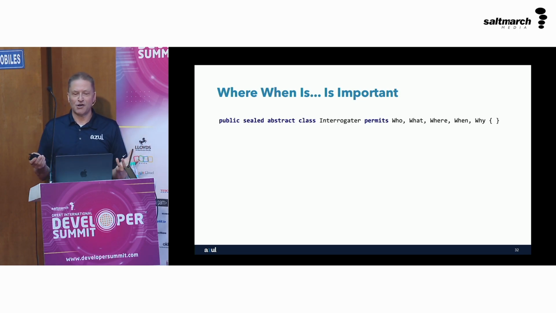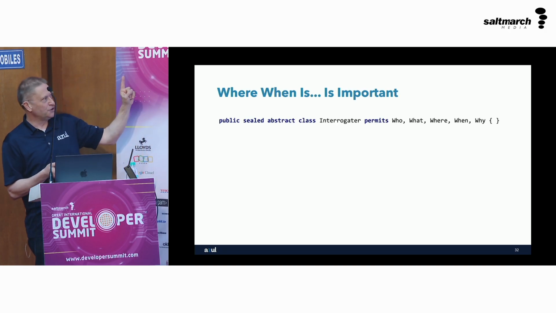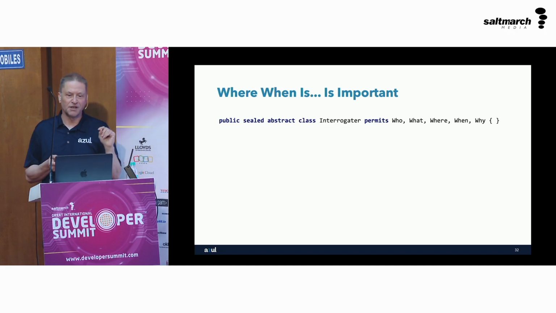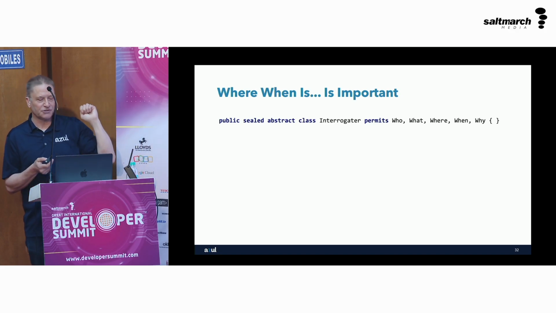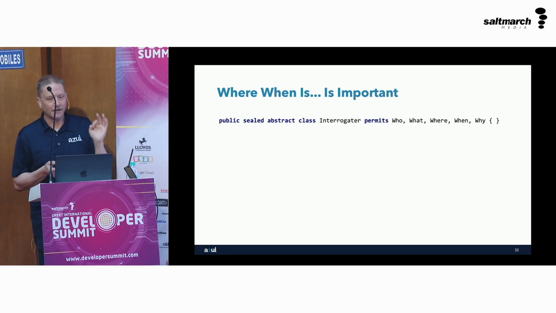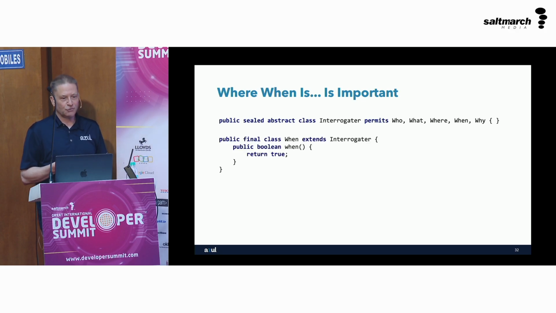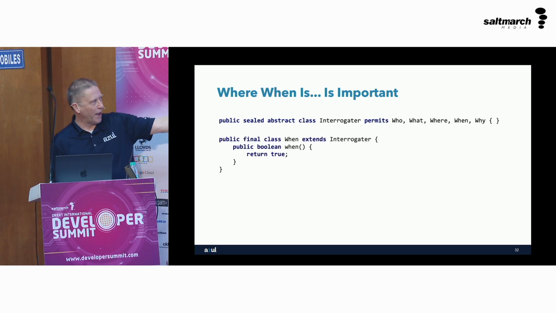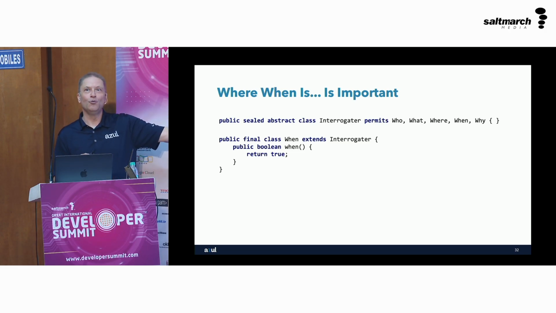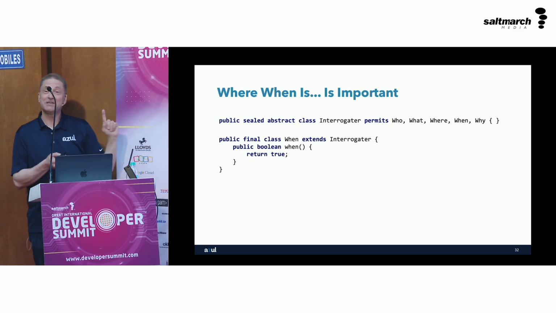Let's create some code. So we'll have an abstract class this time, which is called interrogator. And the interrogator abstract class will have a number of subclasses because we're sealed, and it will have subclasses which are who, what, where, when, and why. Then we're going to create a class called when, which extends interrogator. So that's the subclass that we want, which is going to have a public method called when in it. You can see where I'm going with this, can't you?